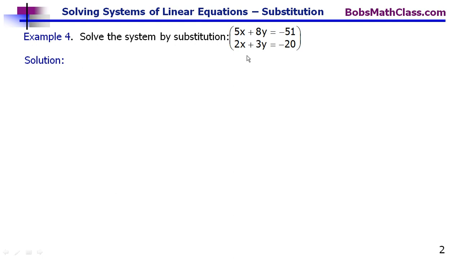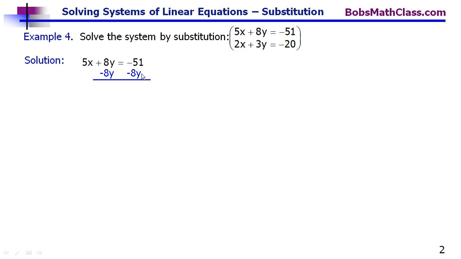Alright, so let's see. Which row should we get a variable by itself? Let's take the top row. And again, let's get x by itself. So if we're going to get x by itself, subtract 8y on both sides.